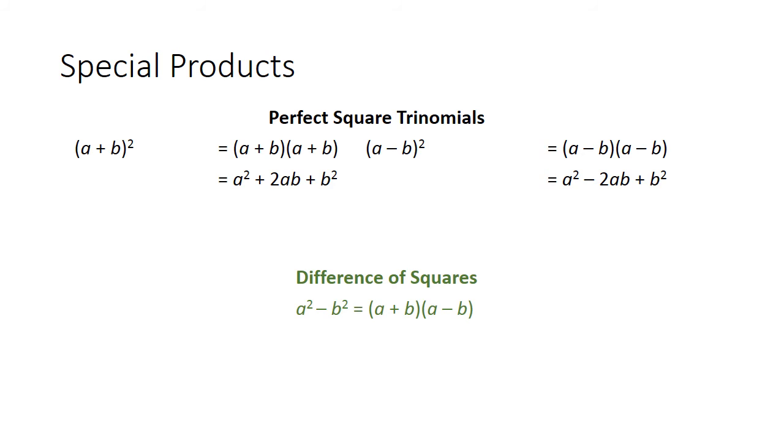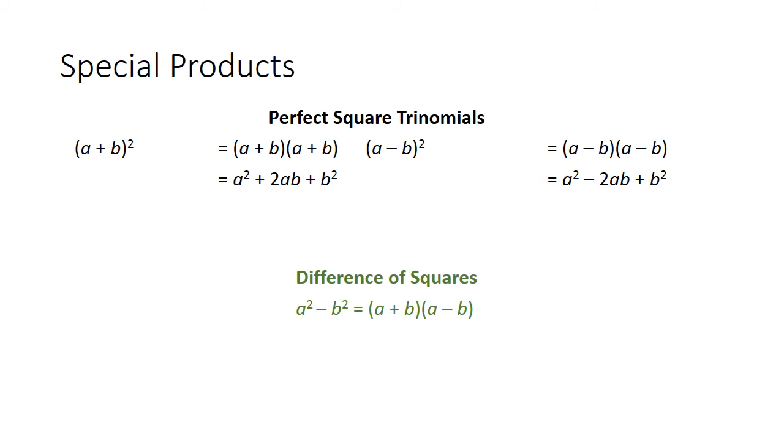Special products is something you can utilize. Instead of doing the x factor, these are some special cases that will help you. The first one is a perfect square trinomial, and the second one is a difference of squares. I color-coded them to show you the difference.